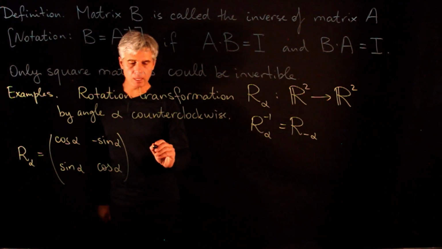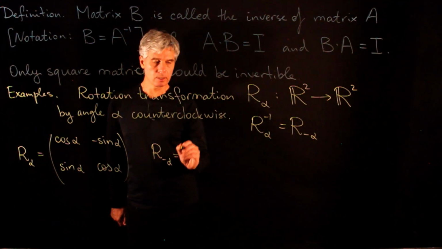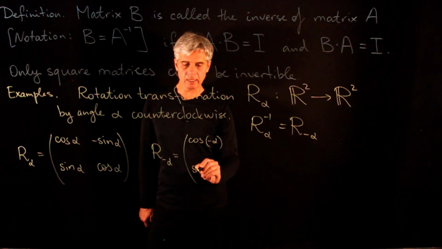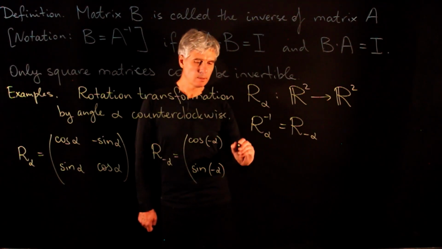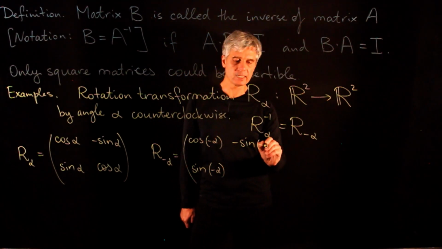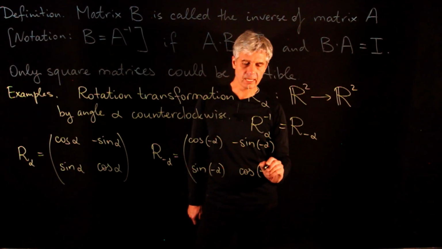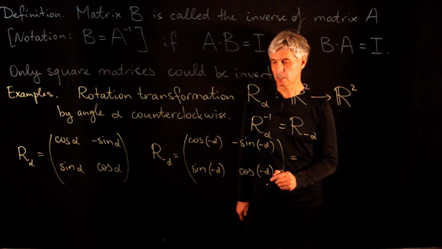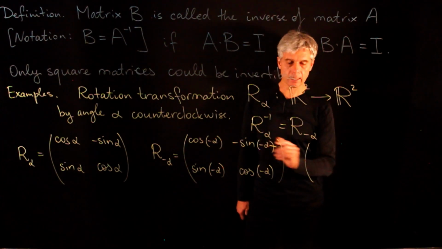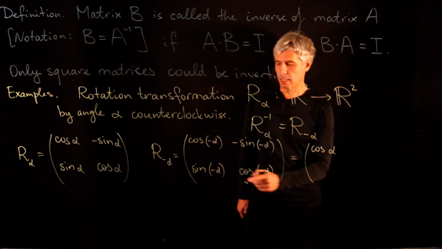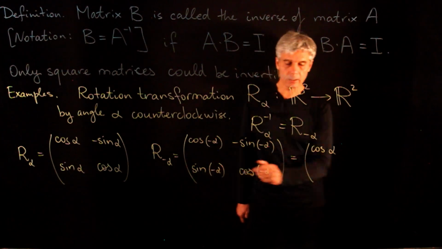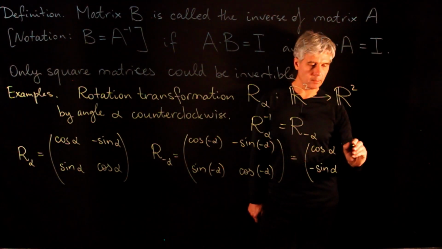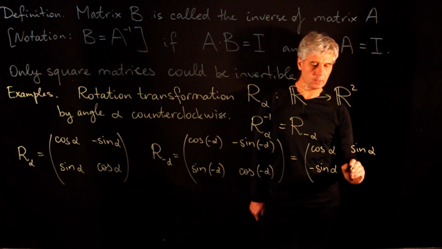So what is the matrix R minus alpha? So this is the matrix cos of minus alpha, sine of minus alpha, minus sine of minus alpha, and cos of minus alpha. But the cos function is even. So this means that cos of minus alpha is the same as cos alpha. And the sine function is odd. So sine of minus alpha is minus sine alpha. And so here we get plus sine alpha. And here we get cos alpha.